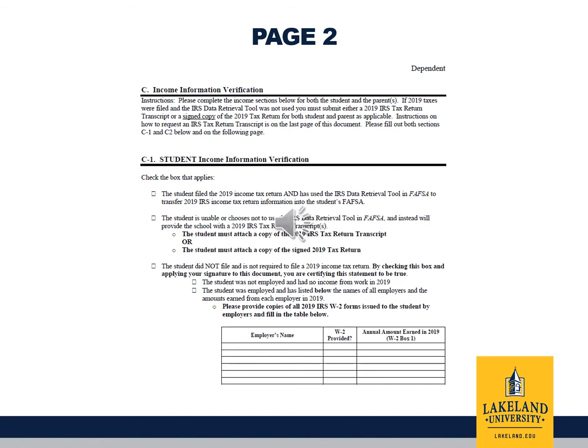If the student did not file and was not required to file a 2019 tax return, check the third box. If the student was employed, we will need a copy of their W-2 form. If the student was not employed, we do not need any additional documentation from the student.